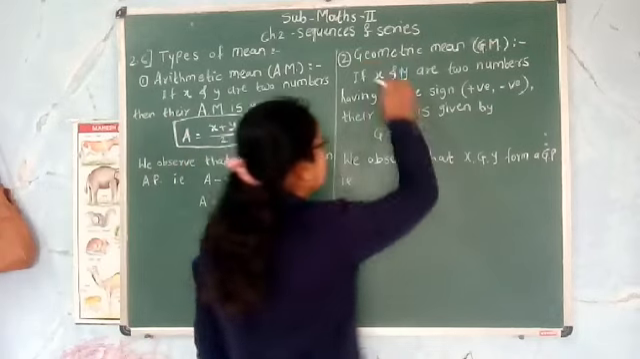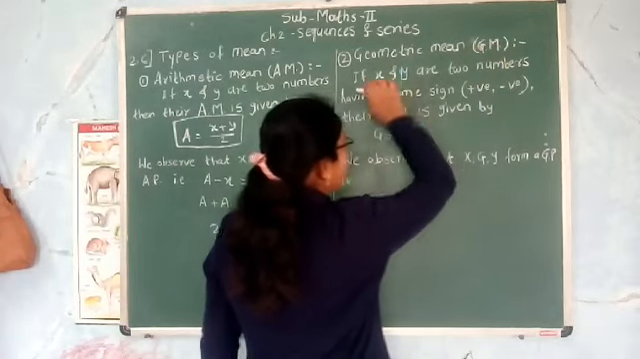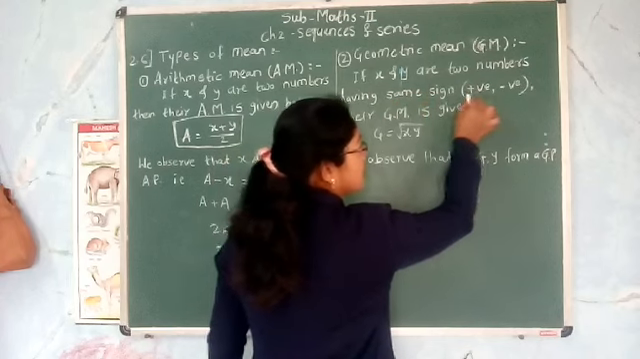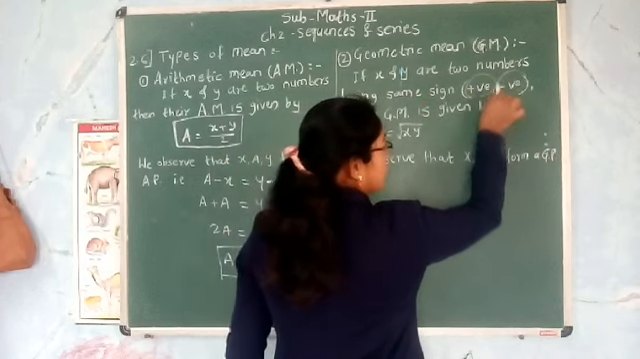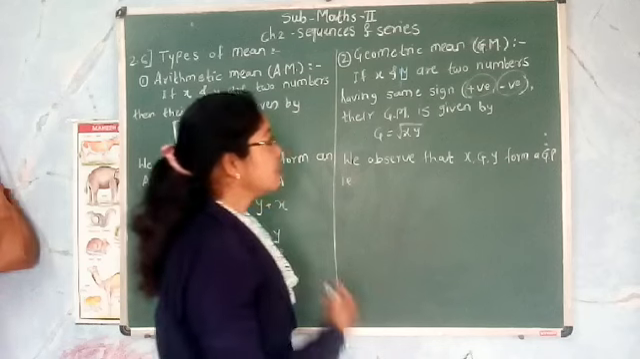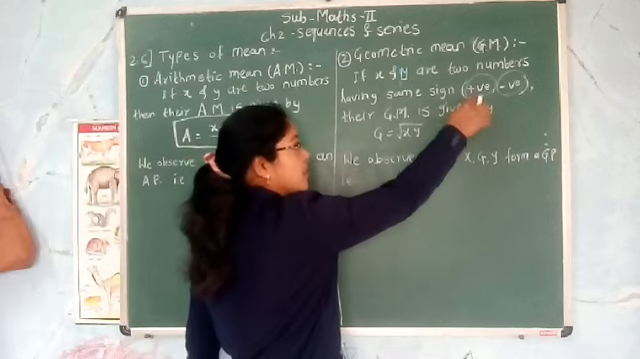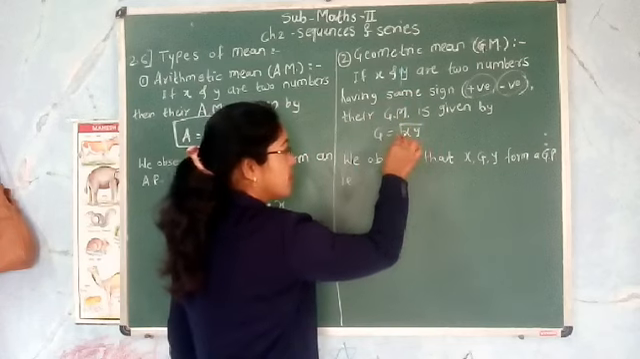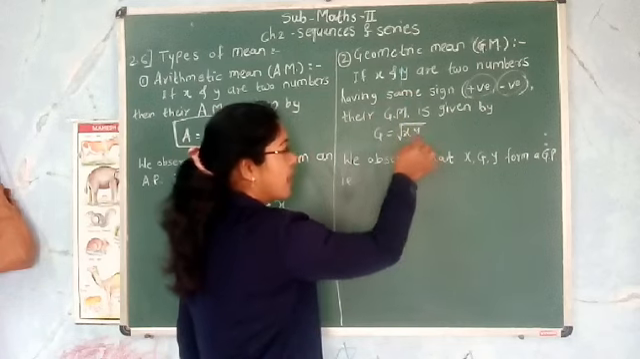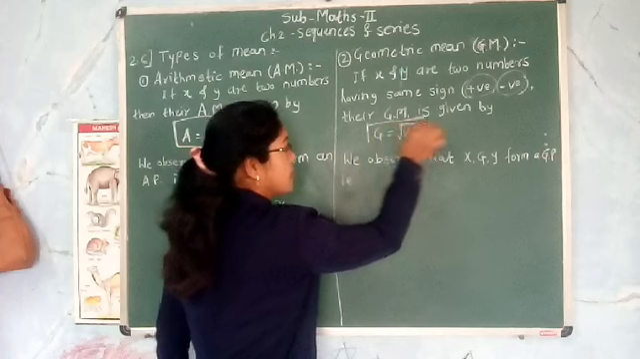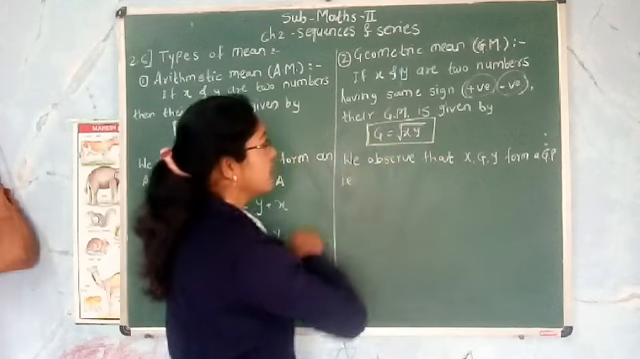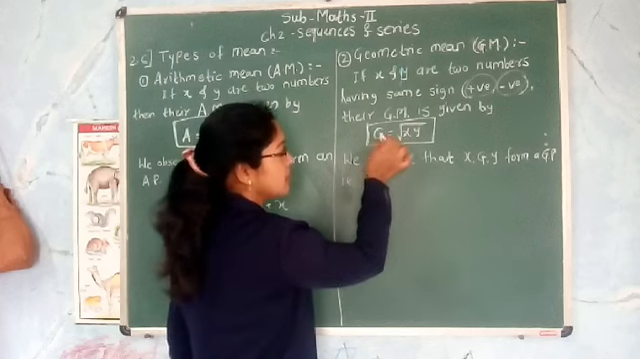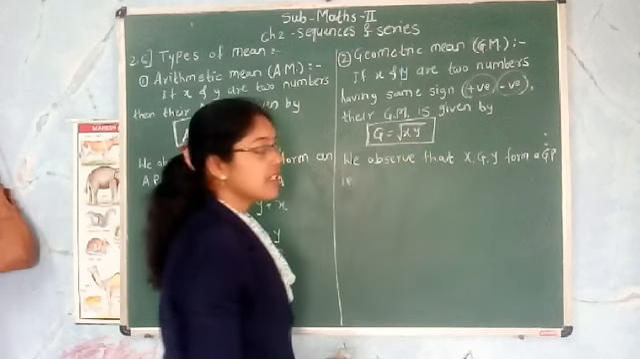Now second is geometric mean. Geometric mean: x and y are two numbers having the same sign. दोन्ही पॉझिटिव्ह पाहिजेत किंवा दोन्ही काय पाहिजेत निगेटिव्ह पाहिजेत. जे तुम्ही x and y नंबर्स असतील ते दोन्ही आयदर पॉझिटिव्ह पाहिजेत किंवा निगेटिव्ह पाहिजेत. Then their geometric mean is given by under root of xy. This is the formula for geometric mean. Geometric mean g is equal to under root of xy.